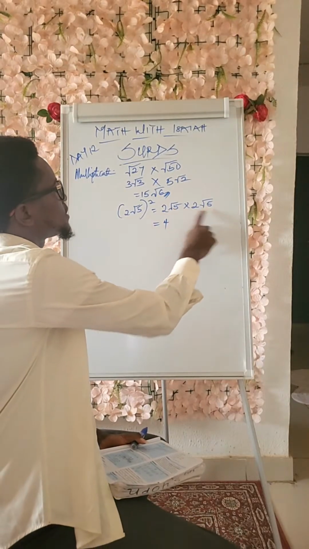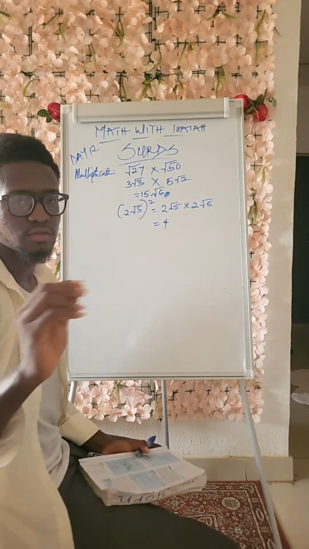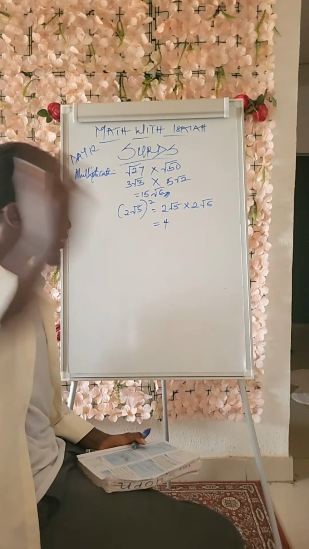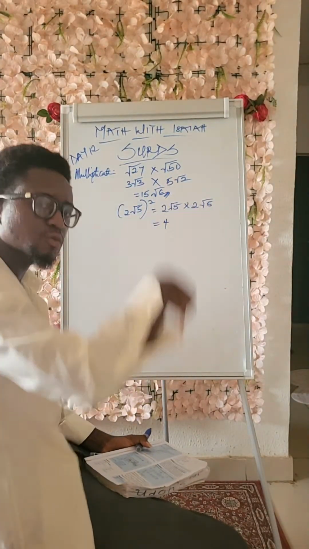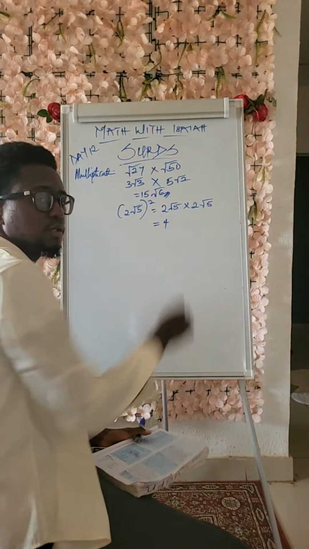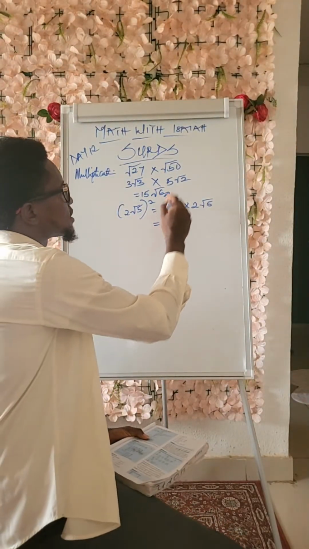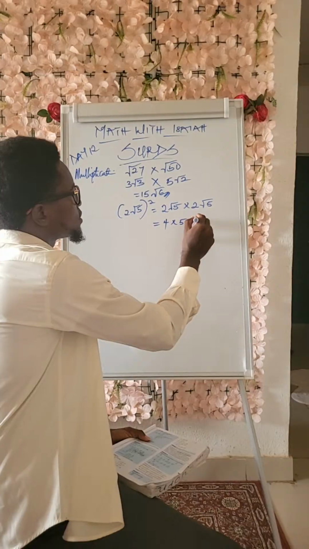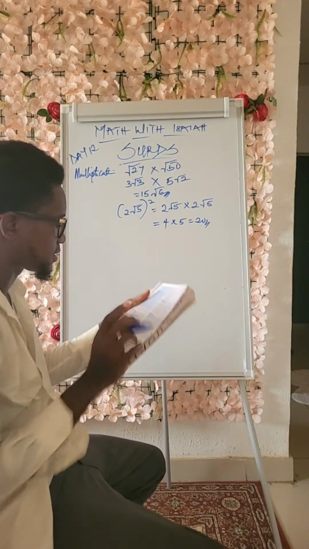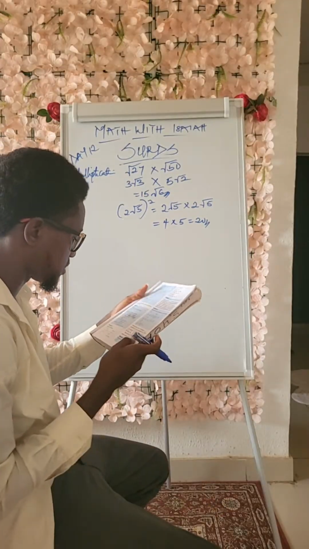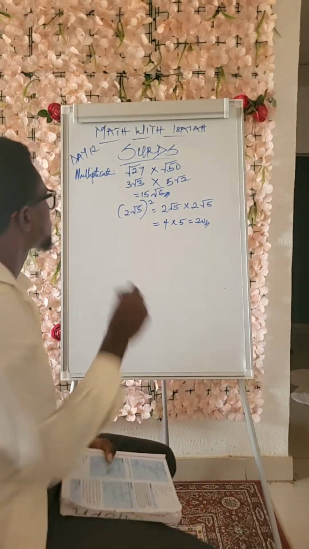Now, let me just give you a very straight up answer. Whenever you're multiplying the same root together, you eliminate the root. Let me explain. 5 times 5 is what? 25. Then what is the square root of 25? It boils down to 5. So automatically the root is eliminated. So you have 4 times 5 here, which is 20. So this is how you solve something like this. Keep that in mind.